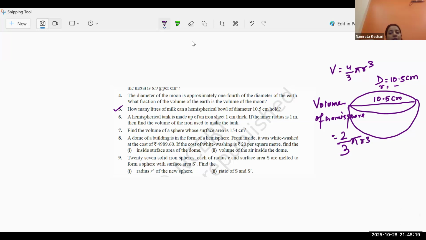10.5 by 2 will be 5.25. Either you take it like that or you just take 10.5 by 2 and put it over here, and then do the calculation. Clear? Can I leave it, Rayan? Yeah. Okay, so question number 5 I'm leaving for you because the straightforward formula is there. Now question number 6.